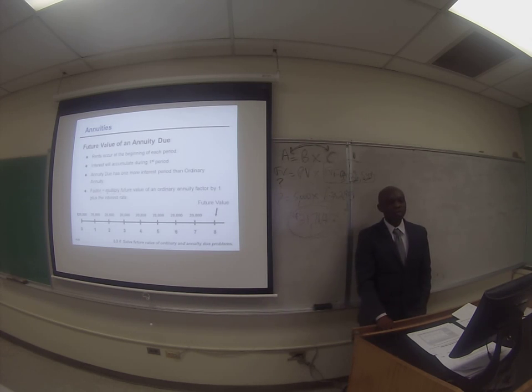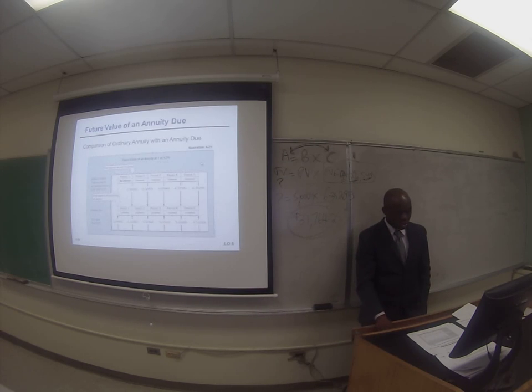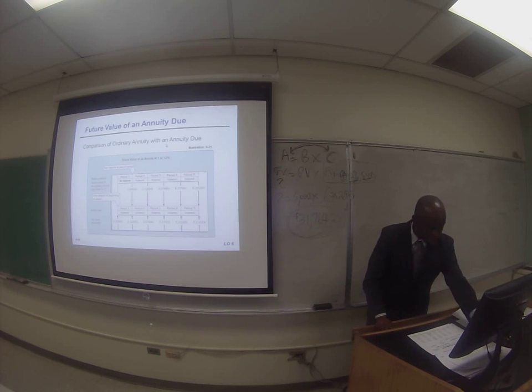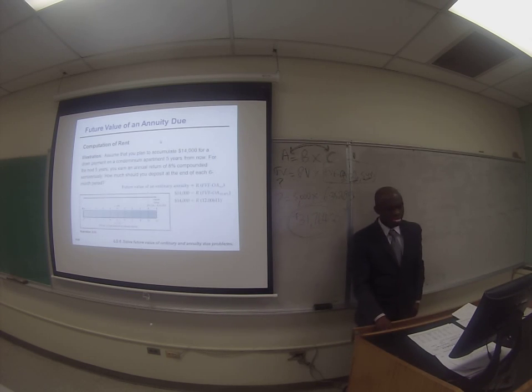So we multiply the future value of ordinary annuity factor by 1 plus the interest rate. So that is the adjustment that we make for calculating the annuity due. Just a slight modification of ordinary annuity formula or table. So, comparison of ordinary annuity with the annuity due. You can look at this diagram yourself, essentially summarizing what I just discussed.